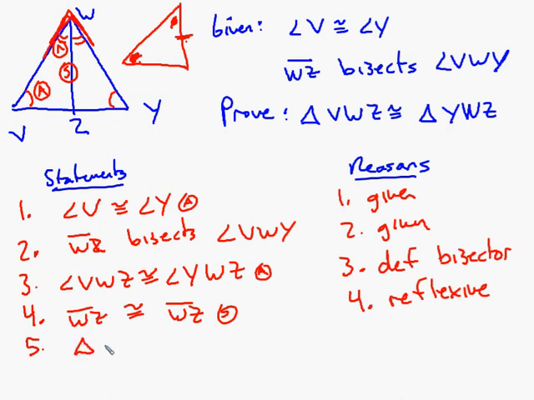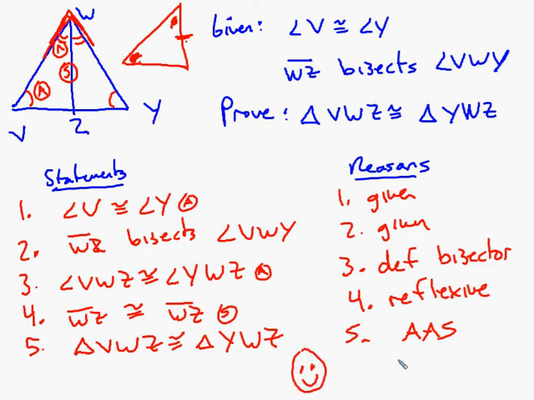All right. So triangle VWZ is congruent to triangle YWZ. You cannot memorize this stuff. You can memorize your statements. You have to start to learn the logic, the thinking behind it, how you reason from your diagram and reason from your givens. So angle, angle, side. Boom. Happy. These are the easy proofs.